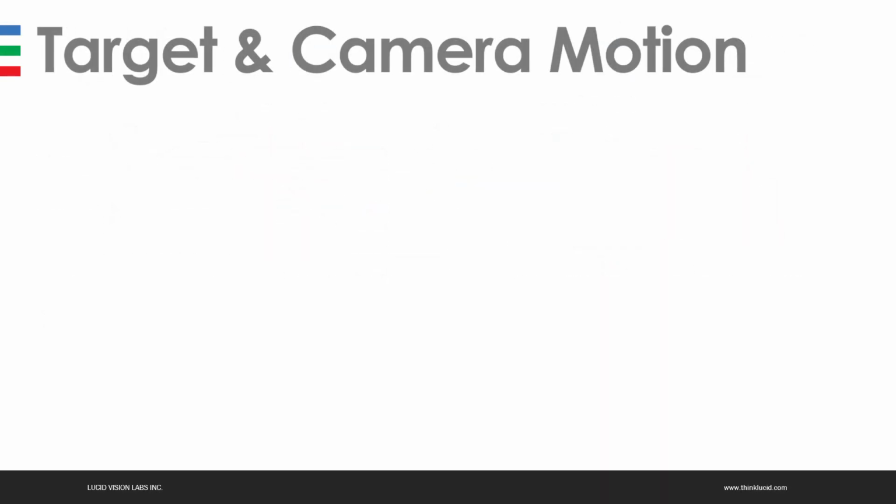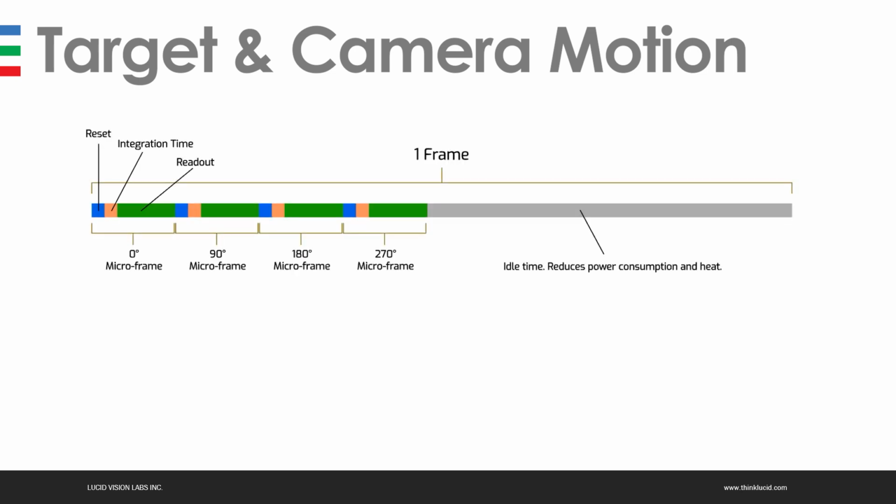Next up is target and camera motion. If we take a deeper look at the anatomy of one depth frame of the Sony sensor, we see that it's actually composed of 4 microframes, each one stepped at 90 degrees. What this shows us is that if the object or camera is moving too fast for the microframes, it's possible we'll get some 3D distortion.